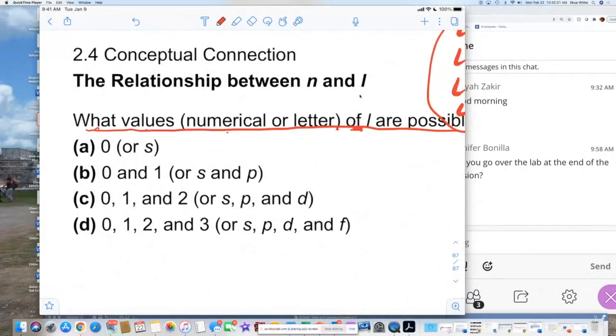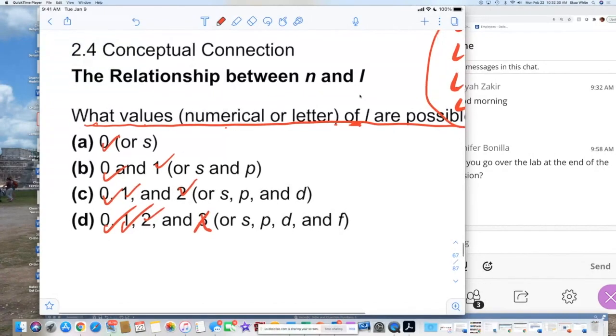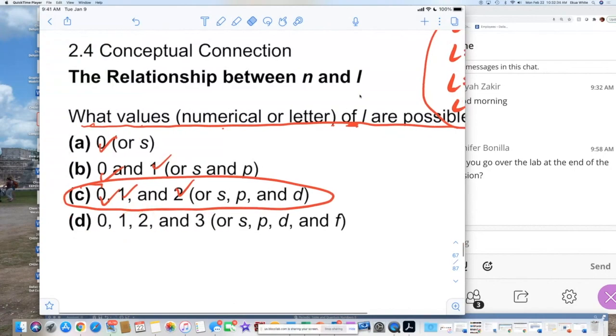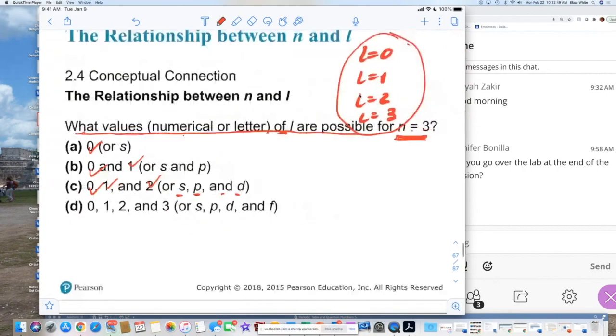Right. So we saw one for 0, so all these apply. We saw one for 1, all these apply. We saw one for 2, but we didn't see one for 3. So our answer that fits is this one here. This one here doesn't fit because there is no n equals 3 in the f block. There's n equals 3 in s, p, and d. Okay?